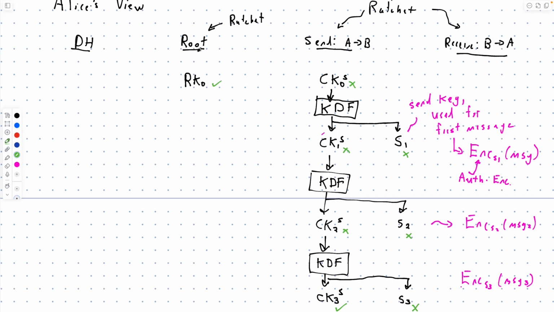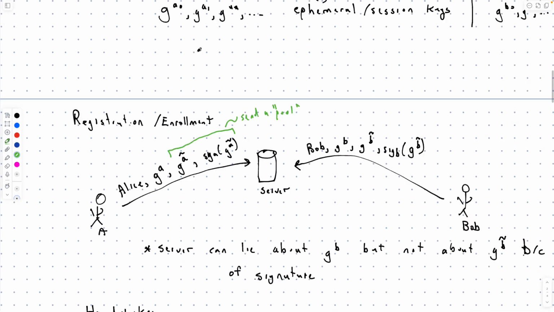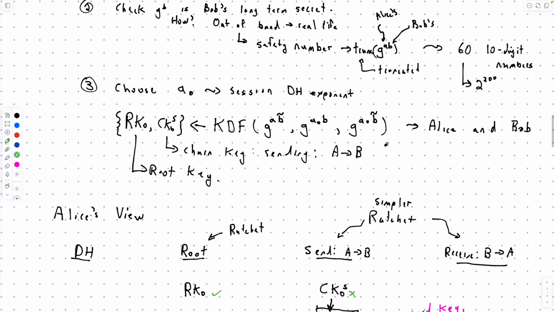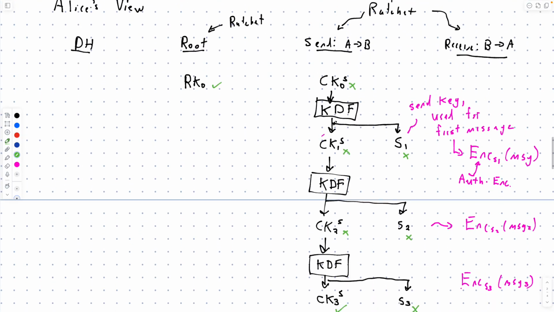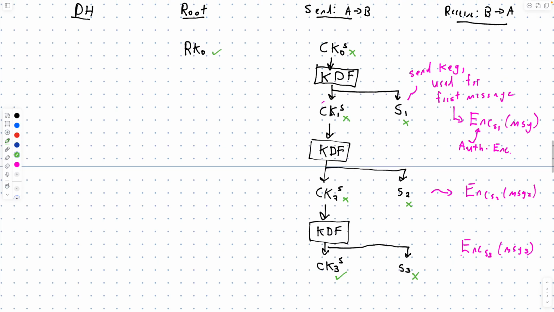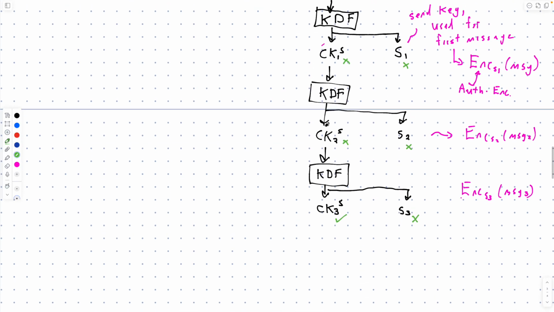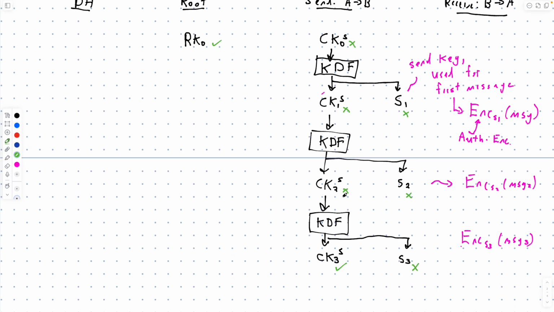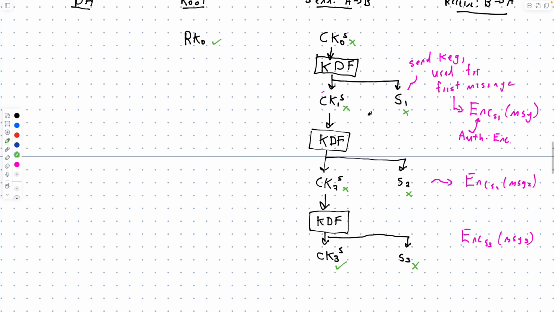All right. We said that ratchets have 3 properties: forward secrecy, break-in recovery, and resilience. This is a simpler ratchet, okay? So do we have all 3 of those properties or not? Let's go through them one by one. Do we have forward secrecy? Let's say I compromise S2. Can you go back and get S1? No, you cannot.